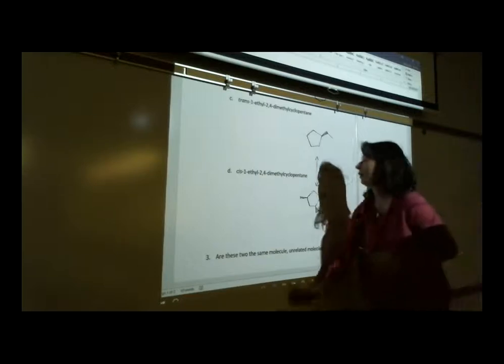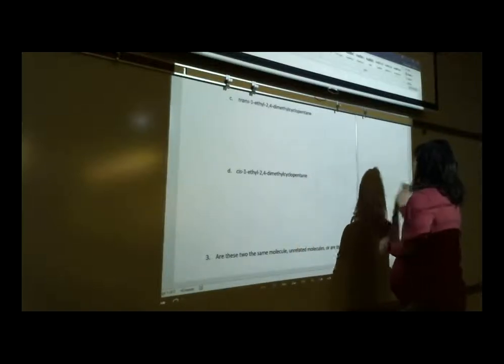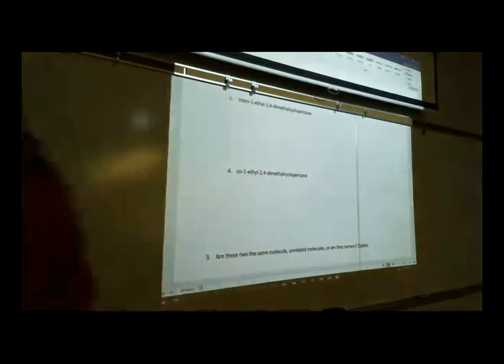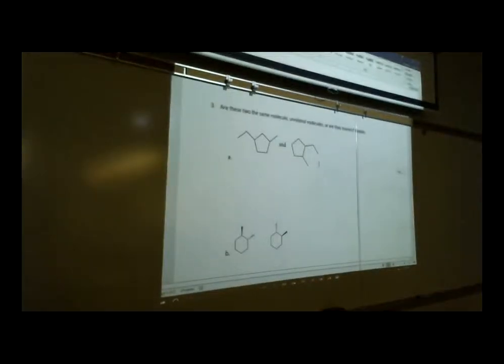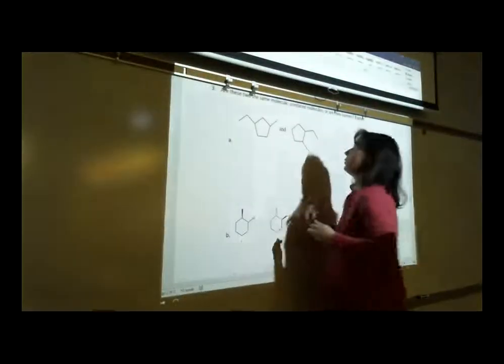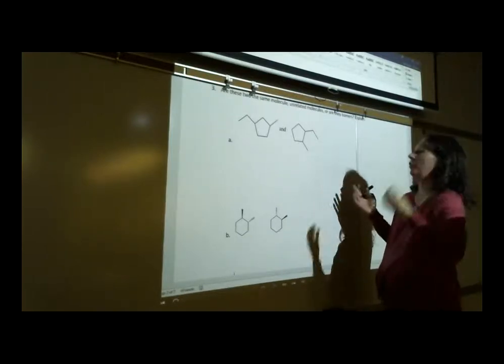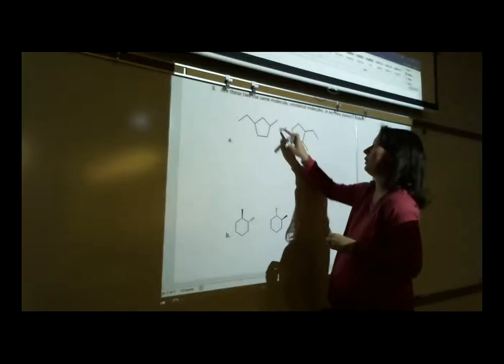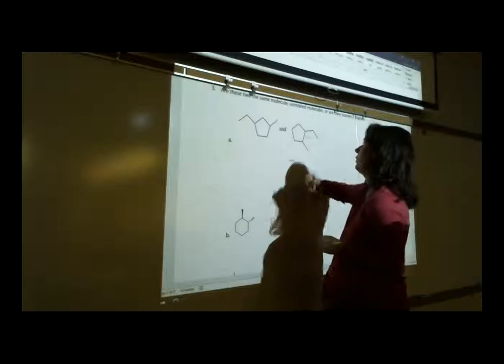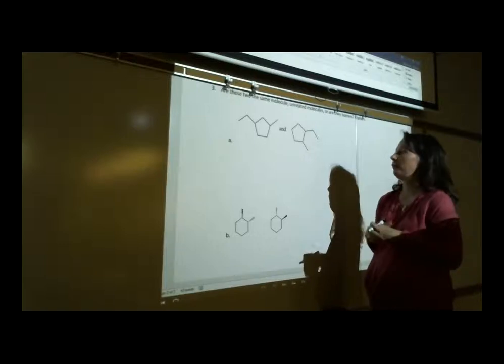Okay, and then for the last one, I gave you 2 molecules and asked you to decide what their relationship was. Same molecule, unrelated molecules, or isomers. And by isomer, I mean structural isomer, because we're not worrying about stereoisomers right now. What's the relationship between these two? Well, let's first make sure they're the same formula. Right? This is a cyclopentane with a methyl group and an ethyl group. This is a cyclopentane with a methyl group and an ethyl group. So do they have the same formula? Yeah, they're going to have the same formula.